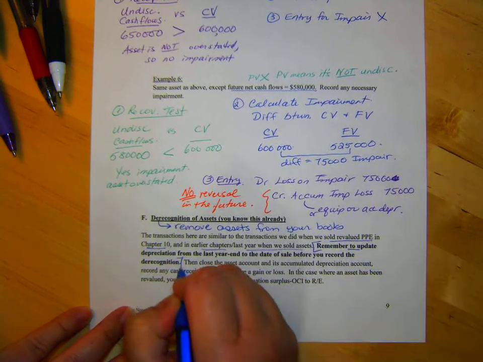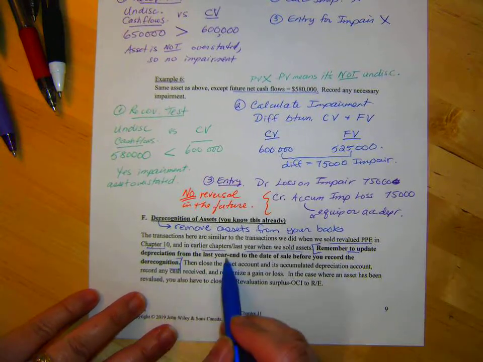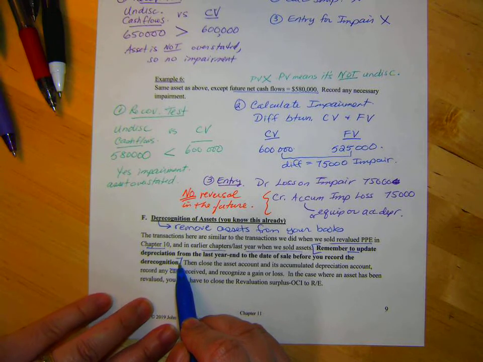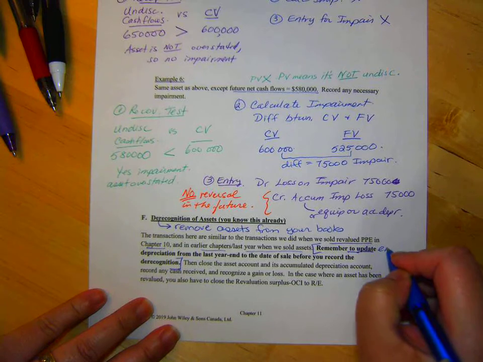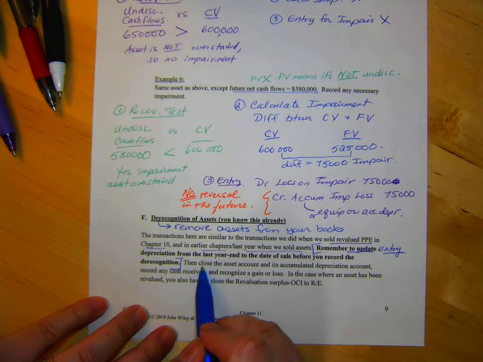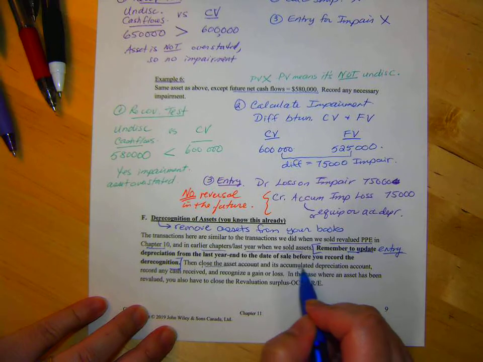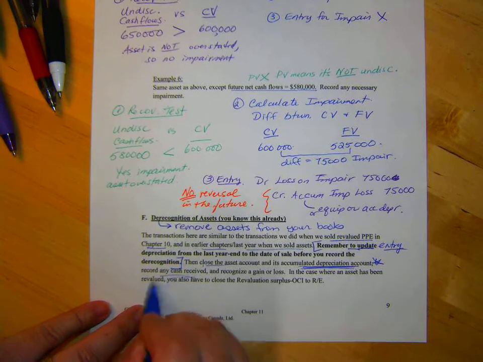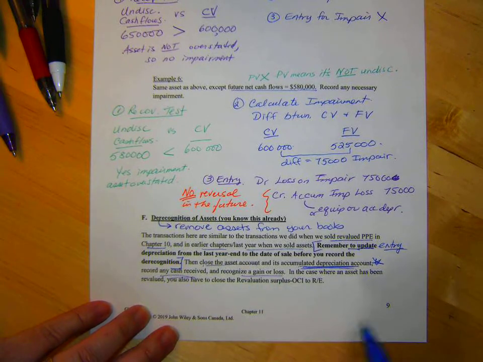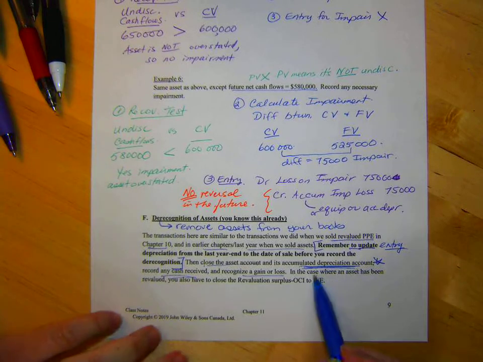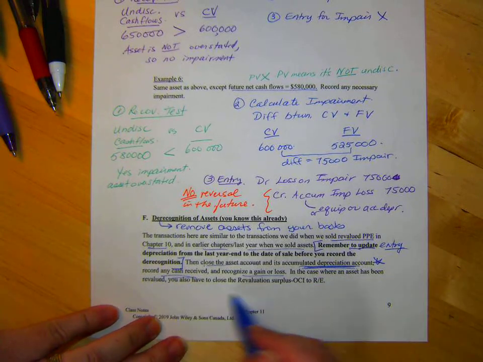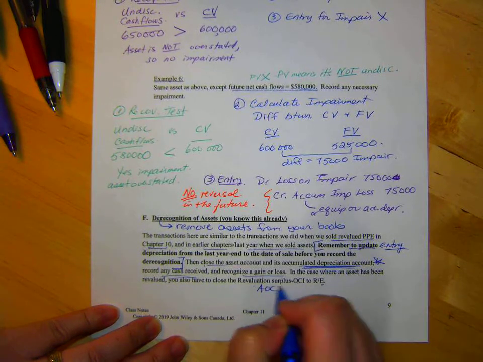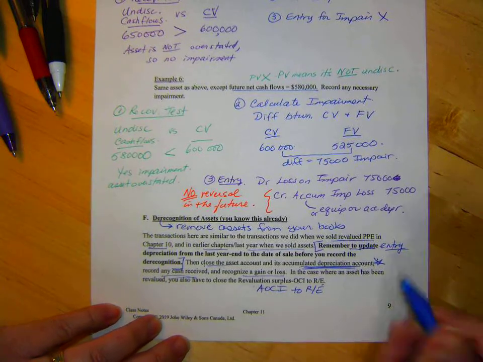This bold part, remember to update depreciation from the last year end to the date of sale. We record the derecognition. So update, do the entry. Then close the asset account. It's accumulated depreciation. Everybody forgets this one, so put a star beside that one. Record any cash received and recognize a gain or loss. Now, of course, in the case where an asset has been revalued, you have to close revaluation surplus OCI to retained earnings or AOCI to retained earnings, all depending on what you did.